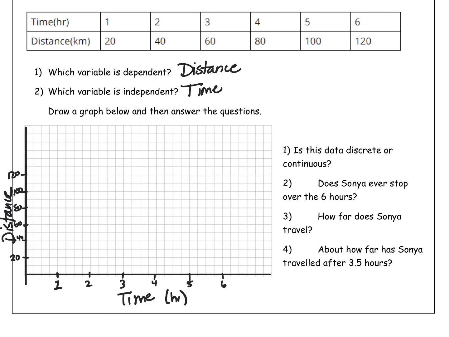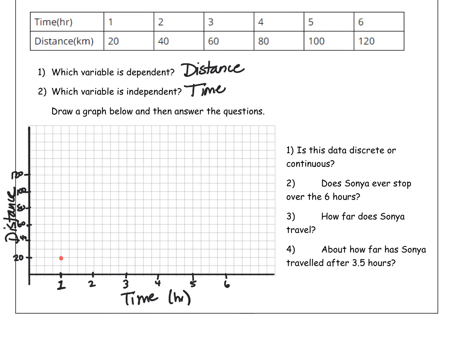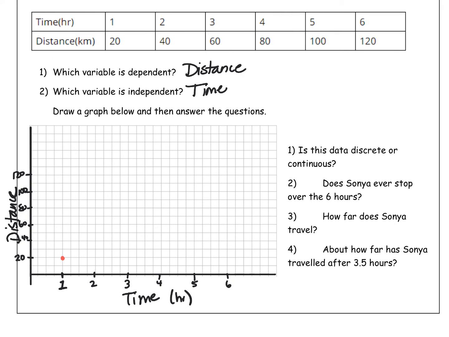So at 1 hour, we are at the 20 kilometer mark. At 2 hours, we're at the 40 kilometer mark. 3 hours, we're at 60. 4 hours, we are at 80. 5, we're at 100. Oops, that one should be there. And 6, we're at 120.